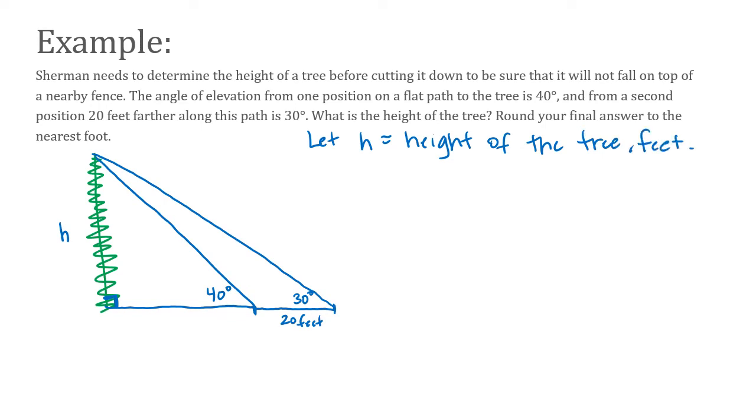Okay, now because the height of the tree is part of a right triangle, I might be able to use my SOHCAHTOA rules. I know the 40 degrees is across from h. So I could say that the sine of 40 degrees is equal to the side opposite over the hypotenuse. Well, the hypotenuse I'm going to call x, and I don't know x. So that's not getting me too far.